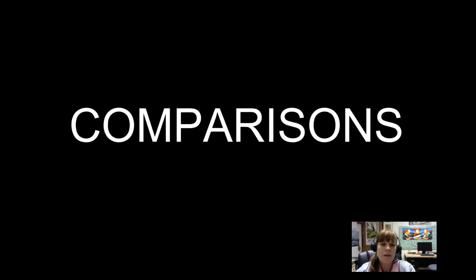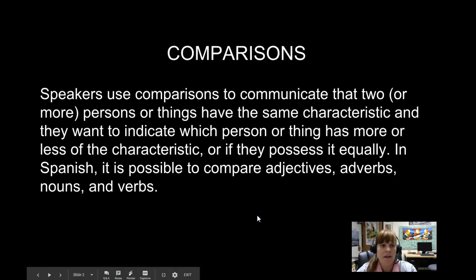Hola clase, hoy vamos a hacer comparisons. Es un poco complicado. The only reason it can be a little bit difficult is if you're lacking the vocabulary. But it's not the most difficult lesson we'll do, and hopefully I'll be able to break it down for you. So now we'll be able to compare people in Spanish, right?